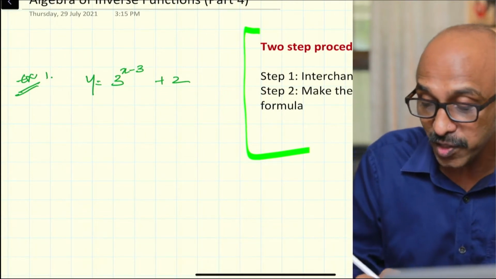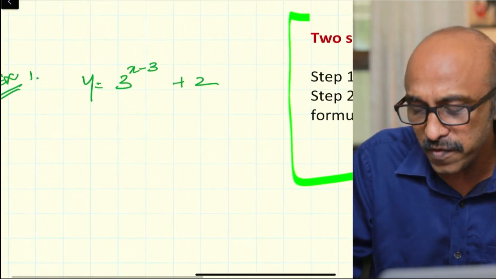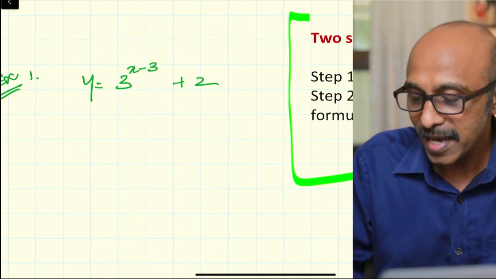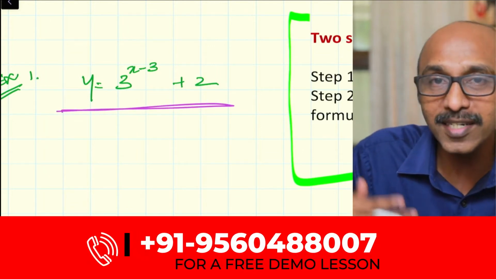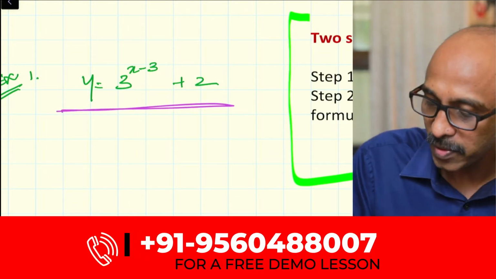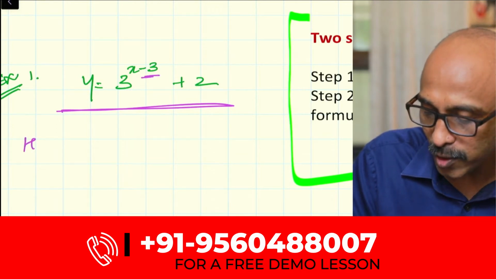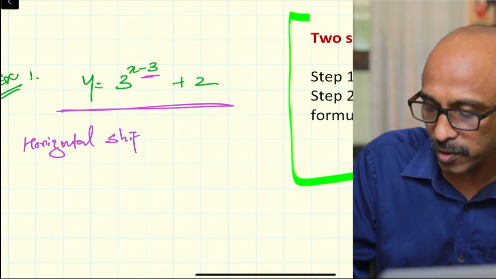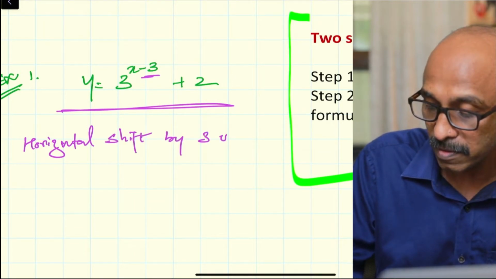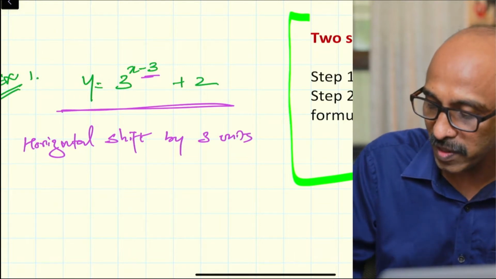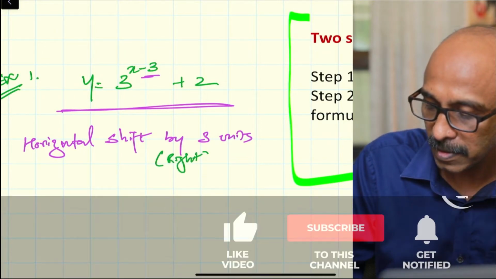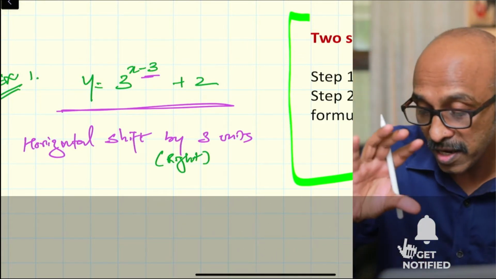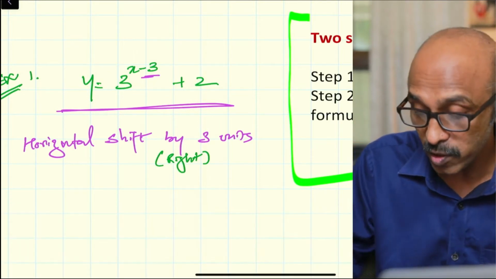This is an exponential function. It's a transformed exponential function. So first, before we use the rules to find the inverse, let's just look at this exponential function and see how it has transformed. The first thing we can note is that there is a horizontal shift, a translation, by 3 units. If you want to be specific, you can say to the right. So this exponential function from its parent exponential function is shifted to the right horizontally by 3 units.